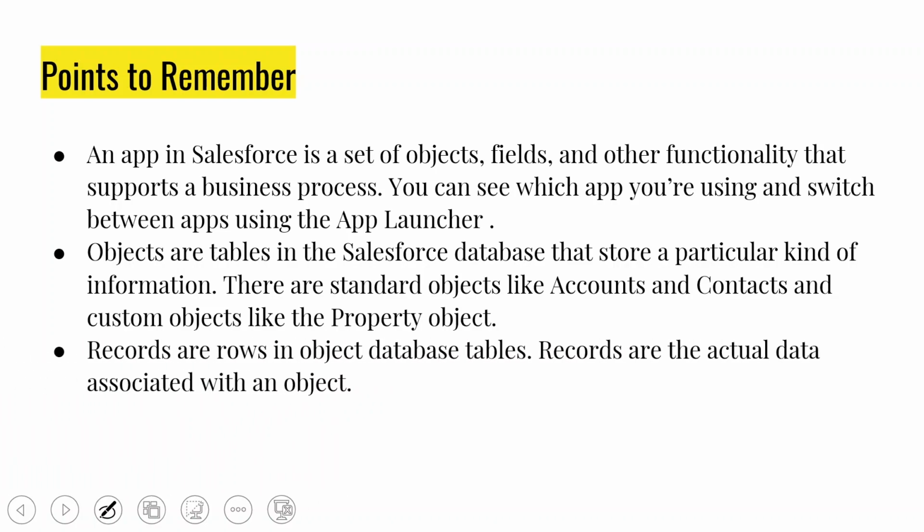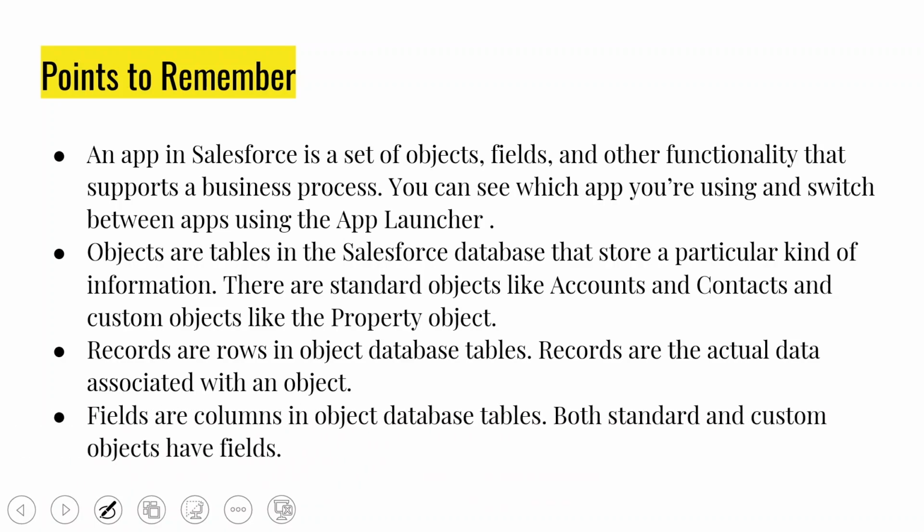The third thing is records. Records are rows in object database tables. Records are the actual data associated with an object. Next, the final thing is fields. Fields are columns in object database tables. Both standard and custom objects have fields.